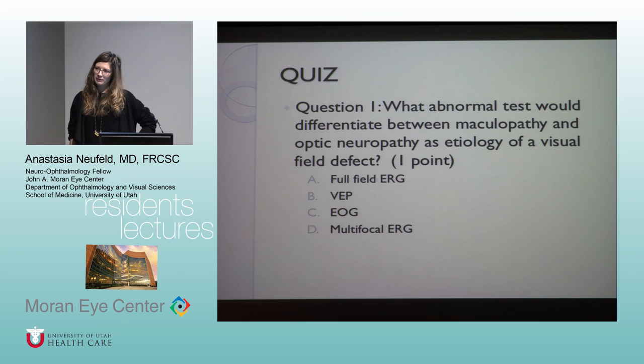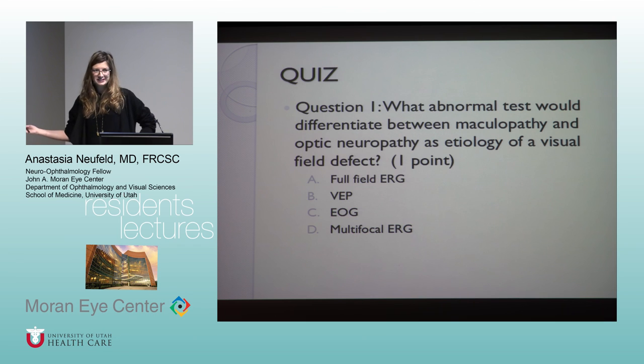It looks at a nerve, but what would we do with maculopathy or optic neuropathy? The VEP is actually very driven by the foveal response. So you can get reduced VEPs with optic neuropathy and maculopathy. So that's not the test to use. Again, these are the things we think about when we order testing, right?